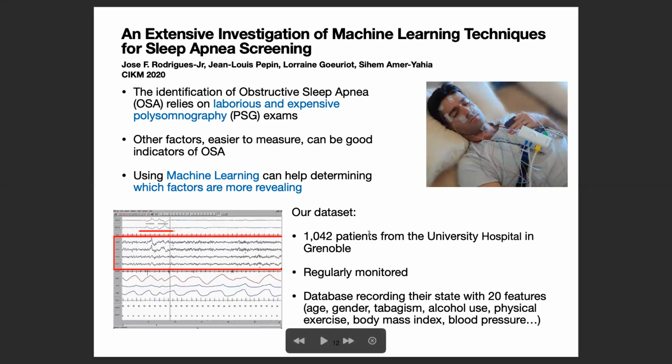So we worked with 1,000 patients from the university hospital. These patients are using a device to sleep. That's some form of a mask that they use every single night. So they are regularly monitored and they regularly visit the service we're working with. There's a database recording their state with more than 20 features, recording their age, gender, whether they smoke, drink alcohol, exercise, their weight, their blood pressure, and all these things.